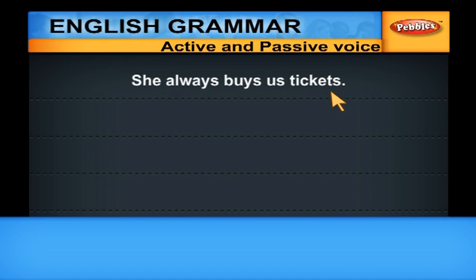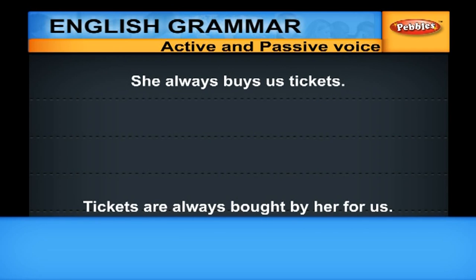The active voice is in simple present tense, so the helping verb will be am, is, are. Since tickets is plural, it will take the helping verb are. Tickets are always bought by her for us.